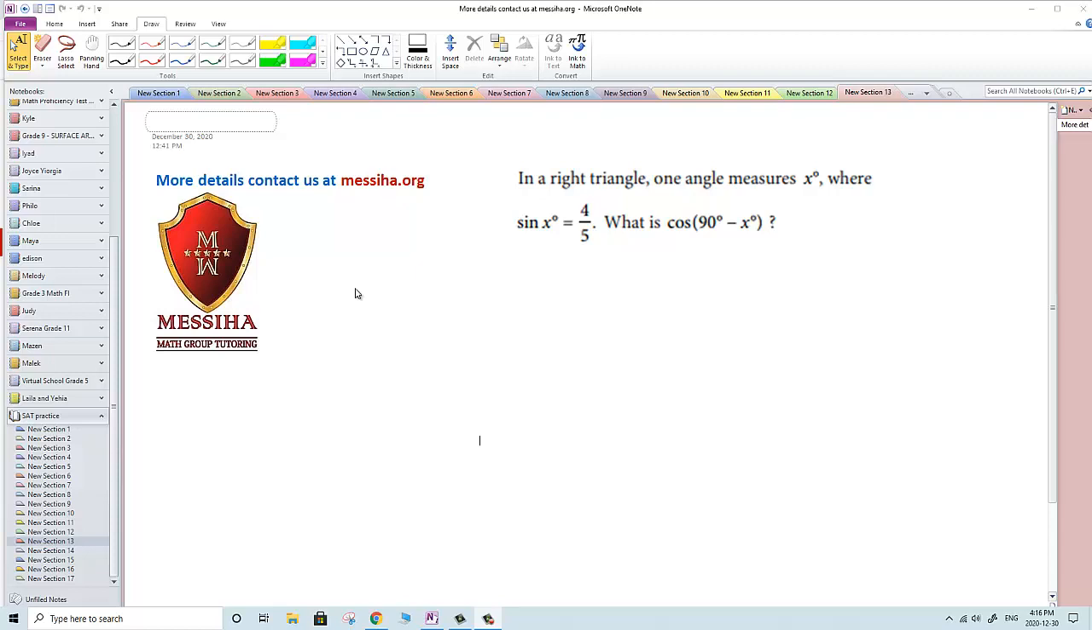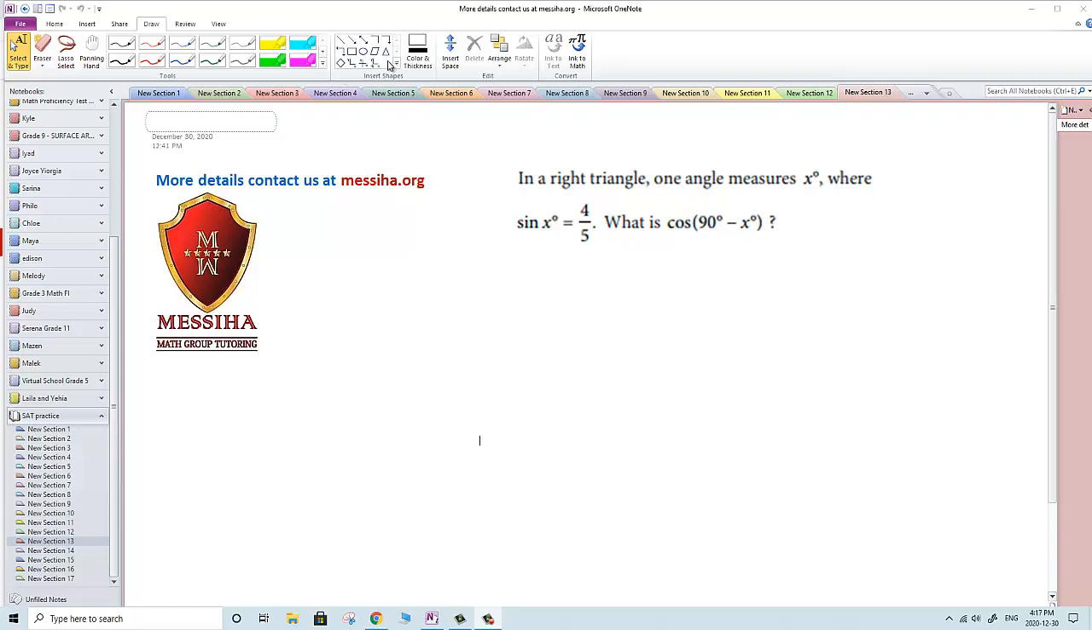Hi students, we have a new question now. It's saying in a right triangle, one angle measure x degree, where sine x equals 4 over 5. What is cosine of 90 degree minus x?